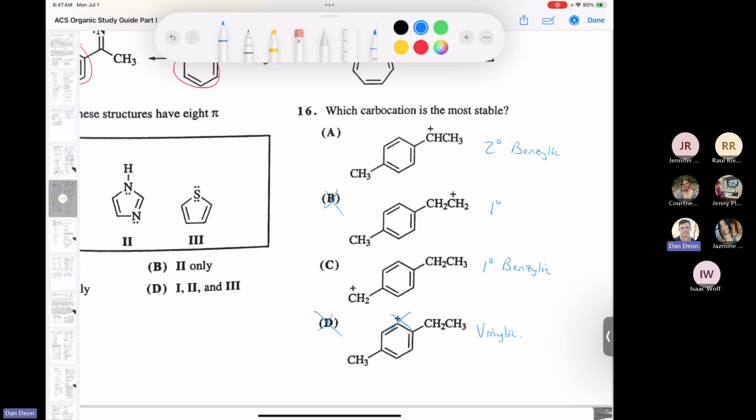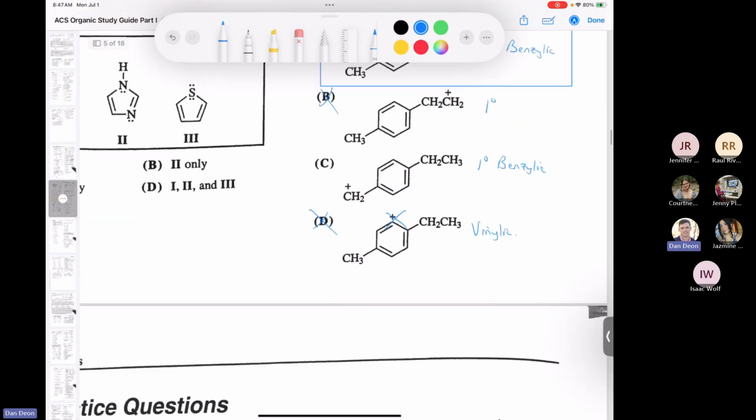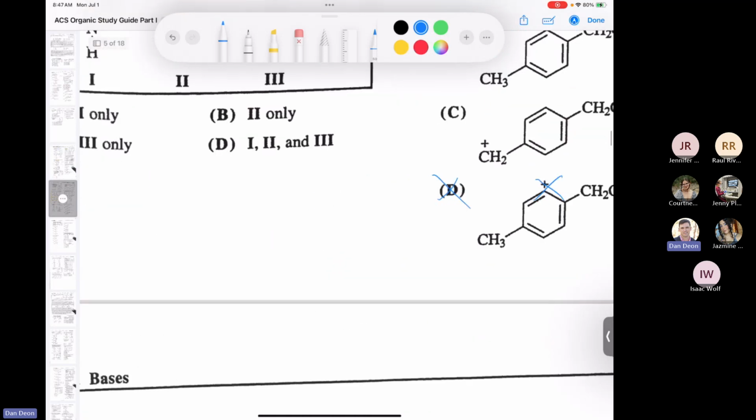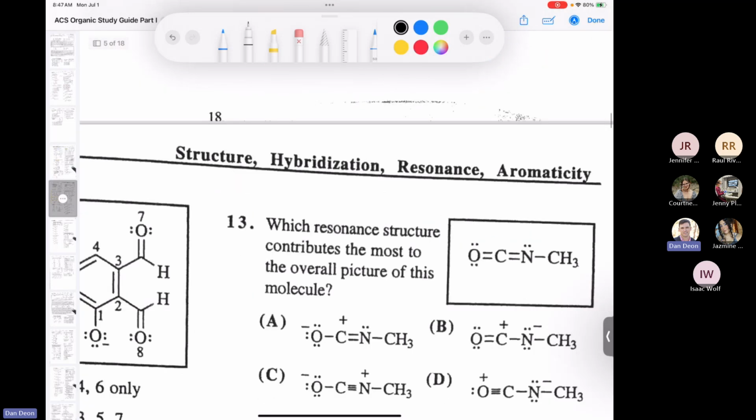But you're right to think that B doesn't look very good, and C doesn't look, D doesn't look very good. So now it's kind of a battle between secondary benzylic and primary benzylic. Well, I think we can all agree that secondary benzylic is going to be more stable, right? So secondary benzylic is the best, okay? So don't be fooled by looking at a carbocation that is primary benzylic.